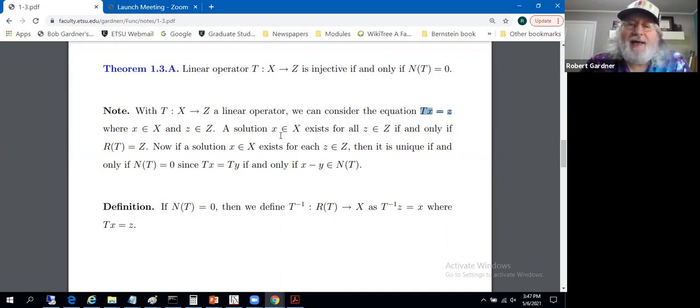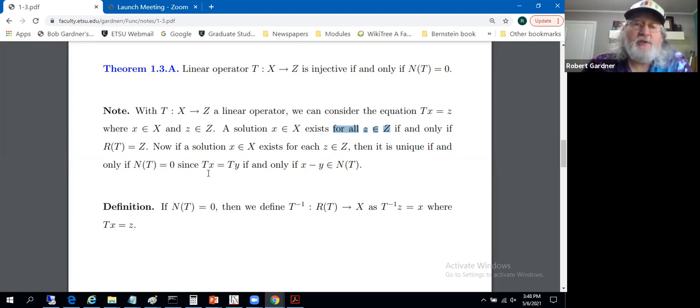Well, a solution X exists for all Z vectors in capital Z if and only if the range of T is all of Z. If the range of T equals all of Z, then there's a vector X such that T of X equals Z for all Z in the codomain. So we get a solution for all Z only when the range of T equals all of Z. So if a solution exists for all of Z, then it's unique provided the null space of T equals 0.